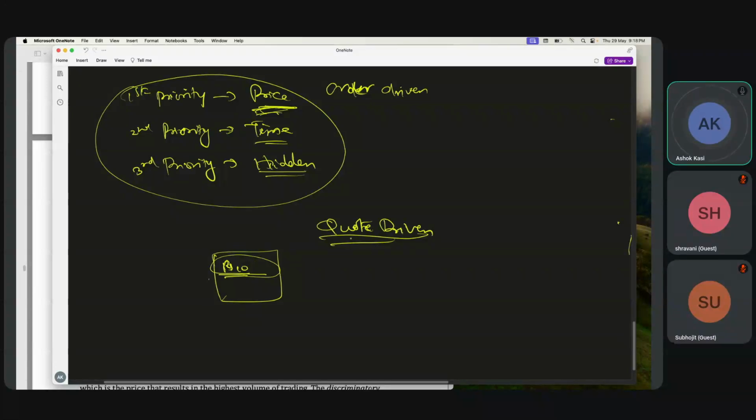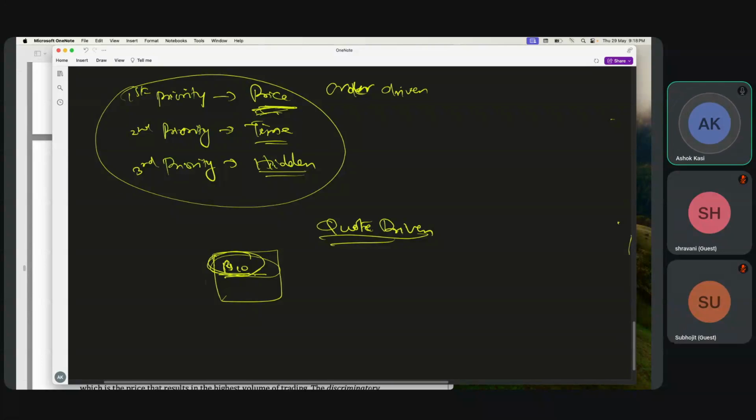So such market is called as what? Quote driven market. This quote is driving. If people like this 10 rupees, they will buy. If not, they will not buy. But they cannot bargain and change the price. That is called quote driven market. It's something very unofficial example I'm giving you.